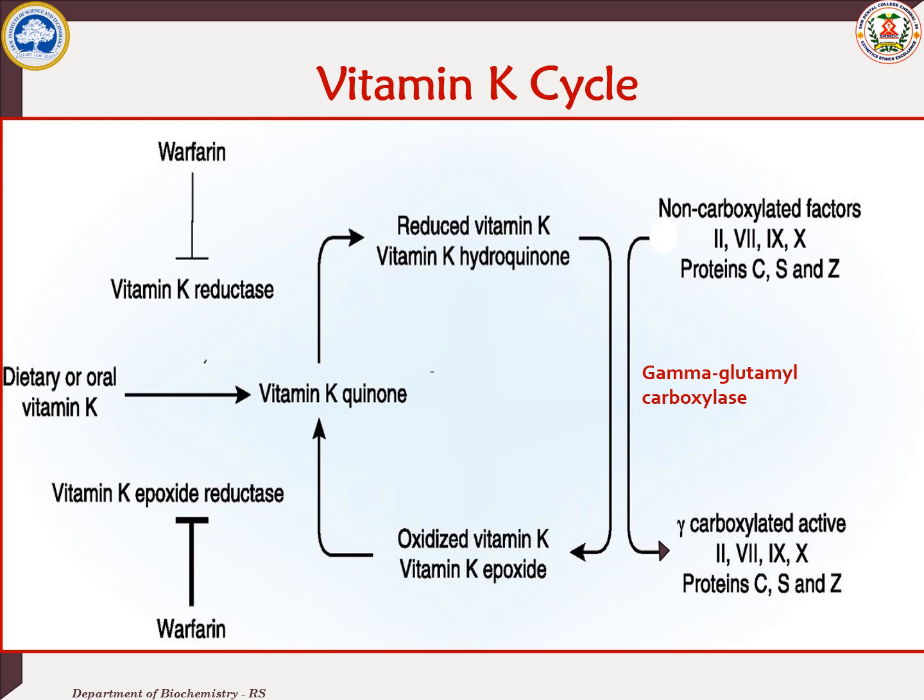The gamma-glutamyl carboxylase helps in the conversion of inactive clotting factor into active clotting factor just by adding a carboxyl group to it. It helps in the carboxylation reaction. So the non-carboxylated clotting factors such as clotting factors 2, 7, 9, 10 will be converted to their active form, that is carboxylated active clotting factors. While this conversion happens, the reduced vitamin K will be converted to oxidized vitamin K, that is vitamin K epoxide.